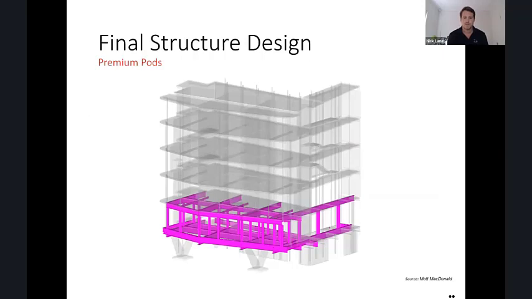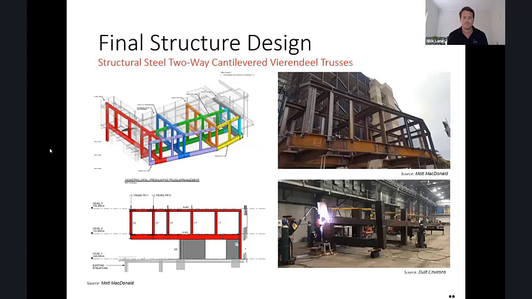These are the premium pods, which we talked about previously, and the steelwork that was relatively unchanged between the solutions. But as you can see, it's quite heavy, and there was a lot of steelwork that went up to support the premium pods above. Next slide, thanks. Just also showing a little bit more about how they were working and the size of the members as they were installed on site. Next slide, thanks.